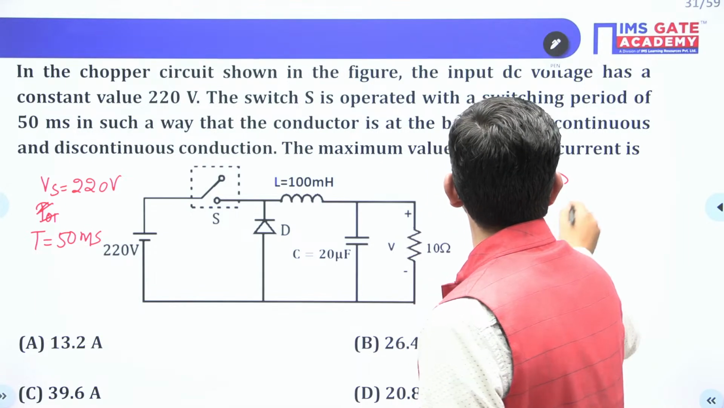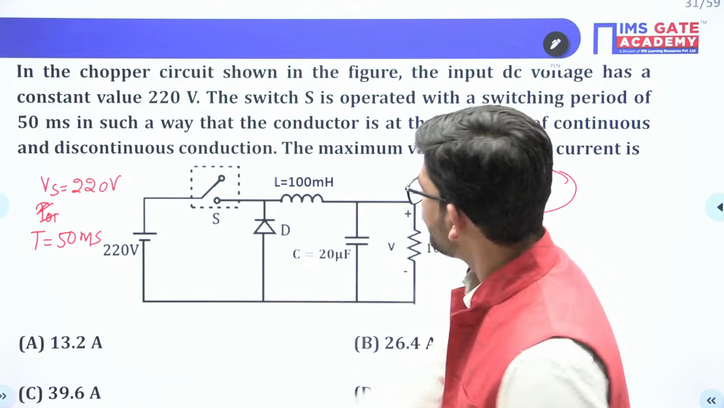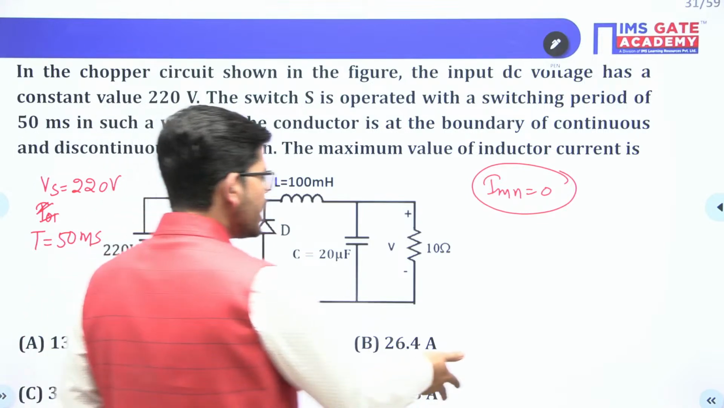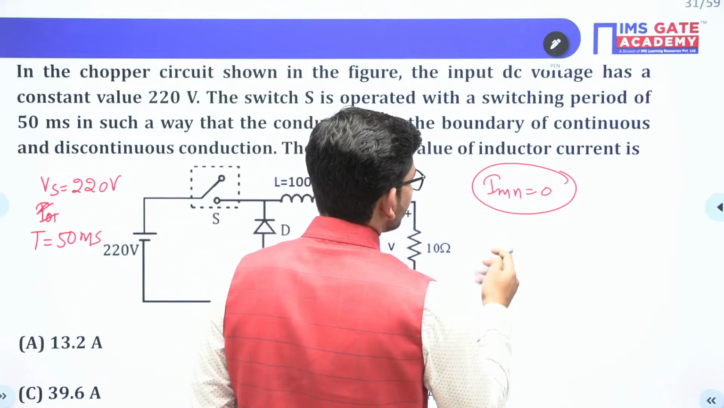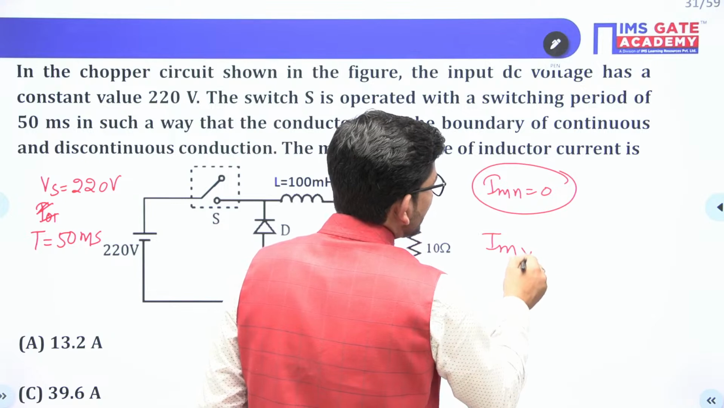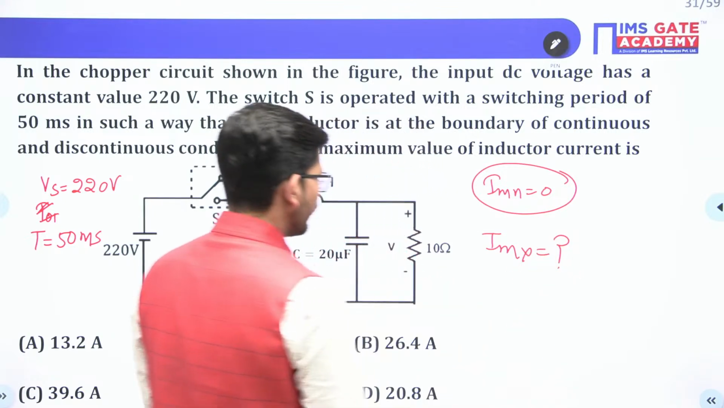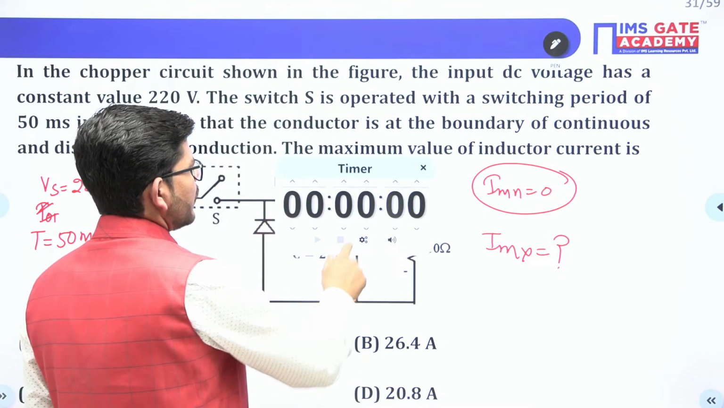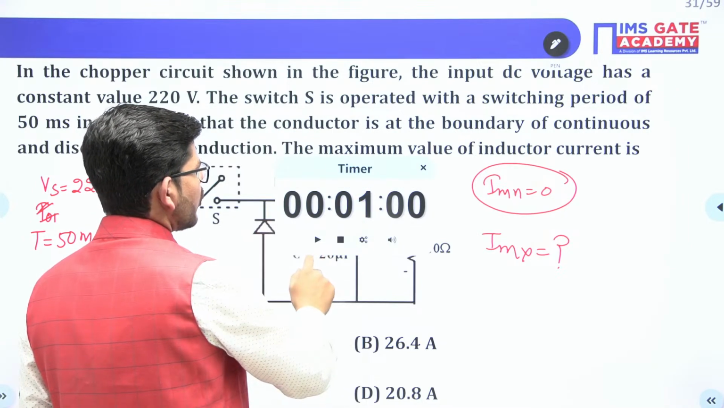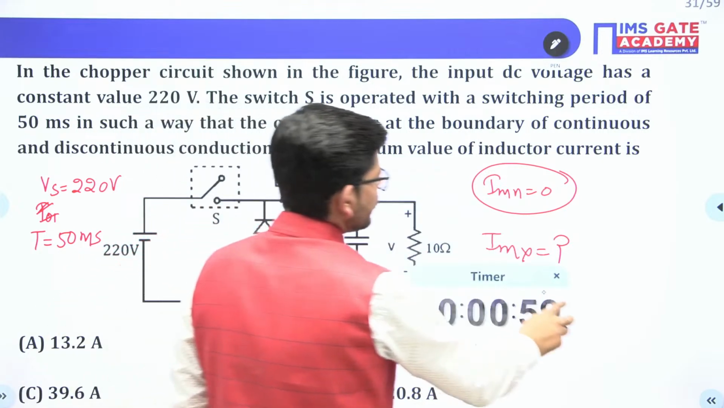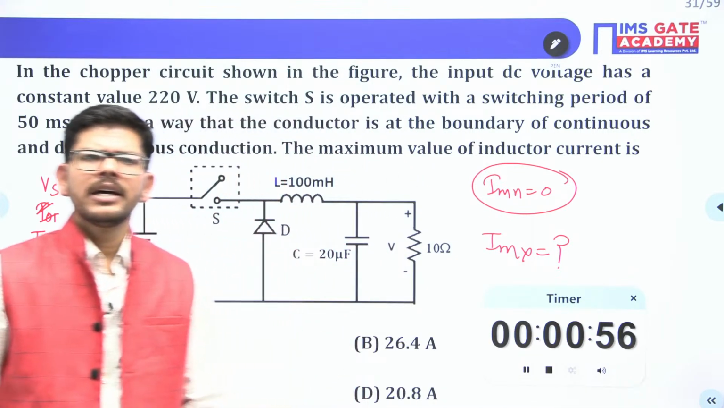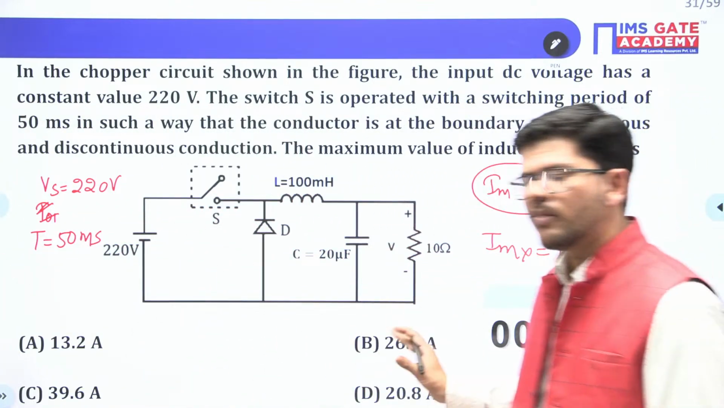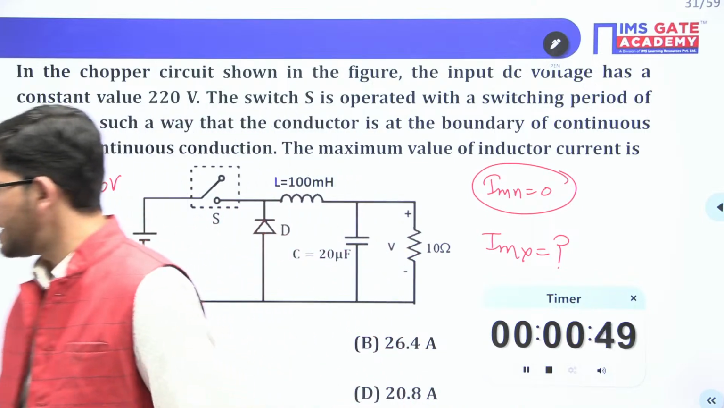That has been given to you. The maximum value of inductor current is what you have to calculate, that is, the I max. So let me give you some time for it, because I am sure you can solve this problem very easily. I have given you 1 minute. Whatever formulas are required, we have already covered. So you can solve this problem very easily. Solve and tell me the answer.